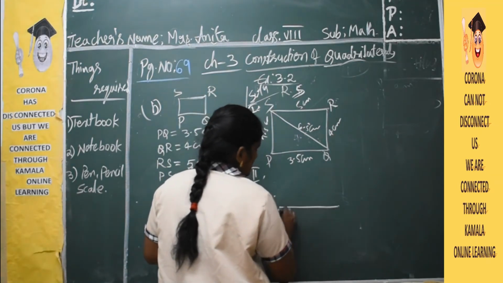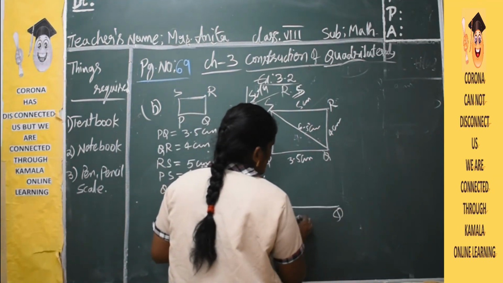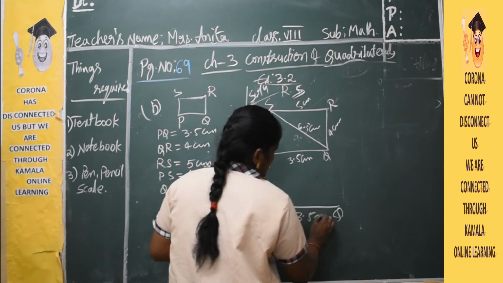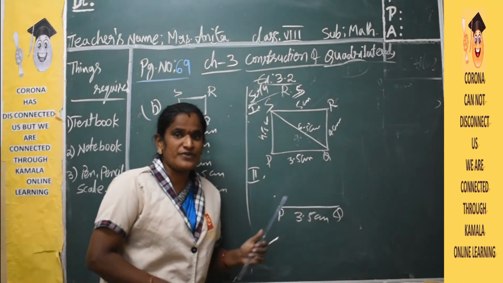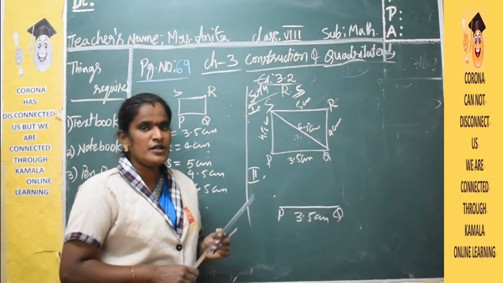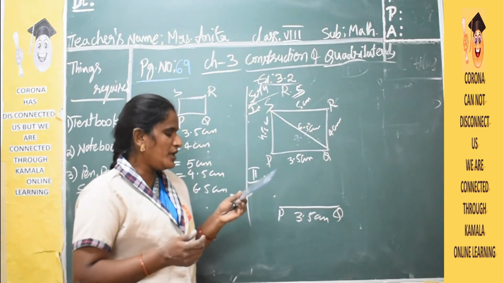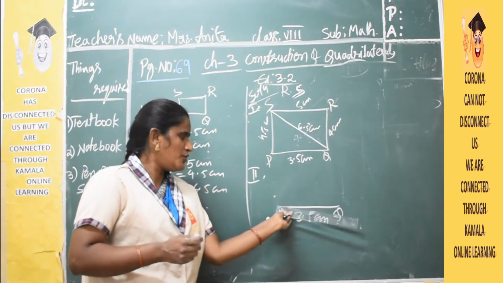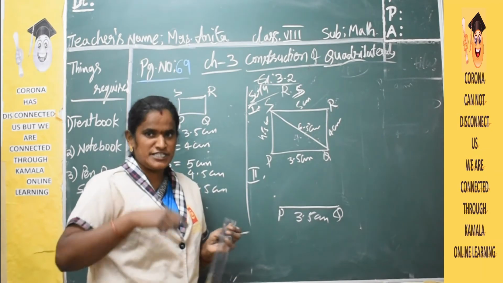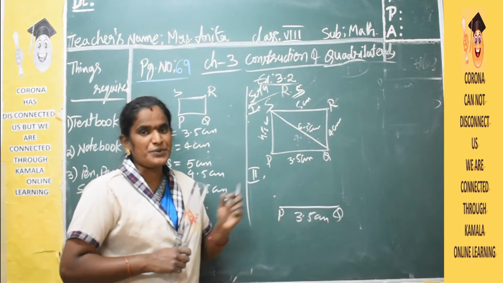First draw the line segment PQ equal to 3.5 centimeters. Use a ruler, take the measurement on the ruler, 3.5 centimeters. Okay, children? You have to draw the line segment, named PQ.